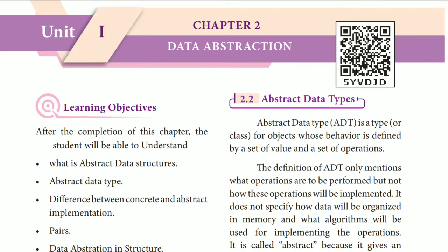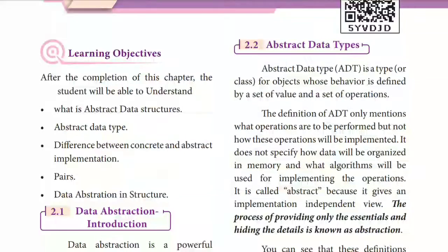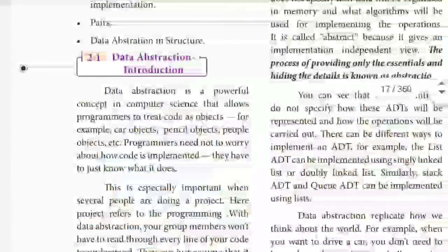In this chapter, we are going to see what is data abstraction, abstract data structure, abstract data types, and the difference between concrete and abstract implementation. And pairs means two sets of data. Next is data abstraction in structure. So these are all the things that we are going to see in this chapter.